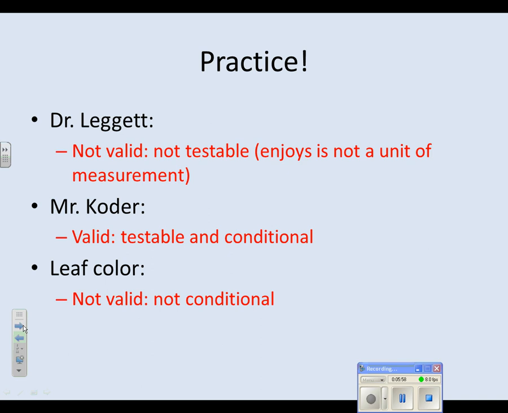Number 2, Mr. Coder. It is a valid hypothesis because it is testable and conditional. Number 3, the leaf color is not valid because it's not conditional, because you see there, if the leaf color change is related to temperature. Is not conditional. Is what it is.